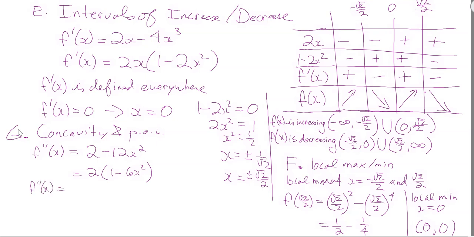So f double prime of x will be 0 when 1 minus 6x squared is equal to 0. 6x squared is 1, x squared is 1 over 6, so x is plus or minus 1 over root 6, or plus or minus root 6 over 6. And we'll just leave it, because our number came in as 1 over root 6 on the thing there.